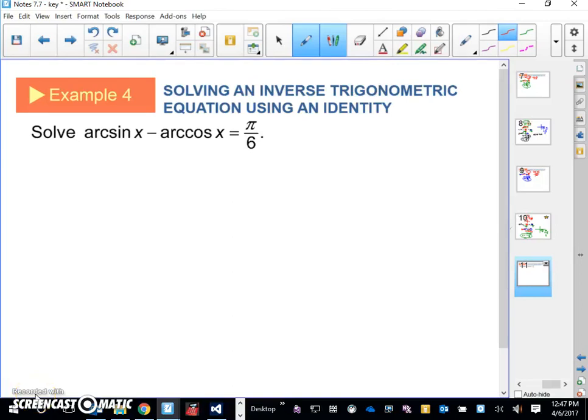Example 4. You can immediately tell example 4 is going to be tougher because there's more than one variable expression. You've got an inverse sine of x and an inverse cosine of x. Let's rewrite it. I think most of us are more comfortable with this terminology. But we know we're not going to be able to isolate this. And so if you think back to the flow chart, I want to try to isolate it.